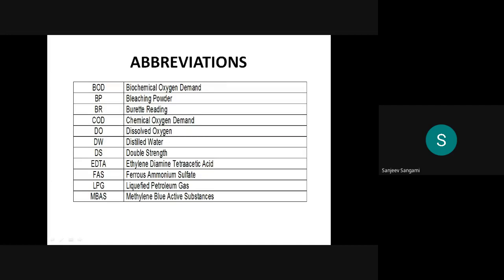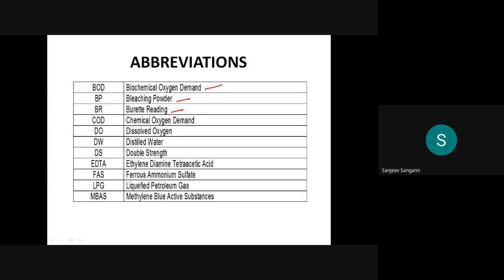First one, that we already discussed, is BOD. You already know that because you already completed the 18CV55 course. Then we'll use some terms you may not know, that is bleaching powder, BP. Then BR stands for burette reading. The burette is a glassware.